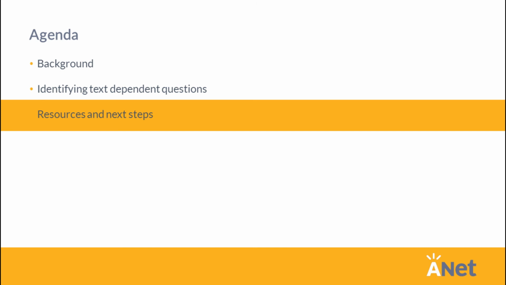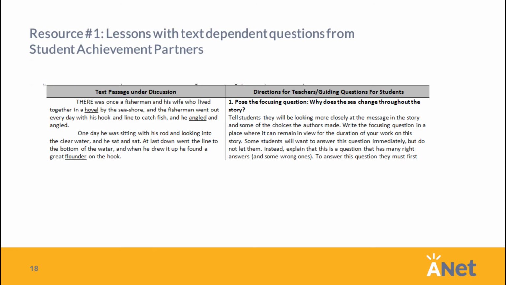Now I'll share a few resources with you and then name some suggested next steps. The first resource to share is a lesson bank from Student Achievement Partners that contains close reading lessons with lots of excellent examples of text-dependent questions. Click on the pop-up on your screen now to access this resource.